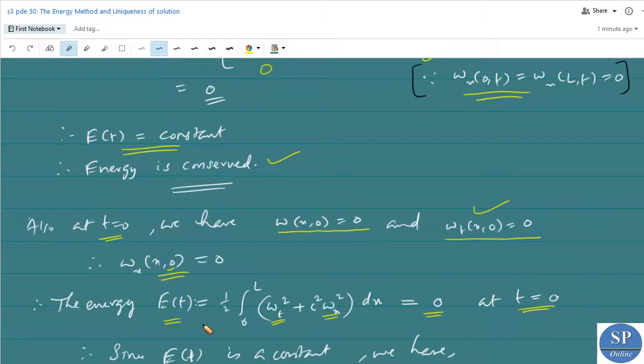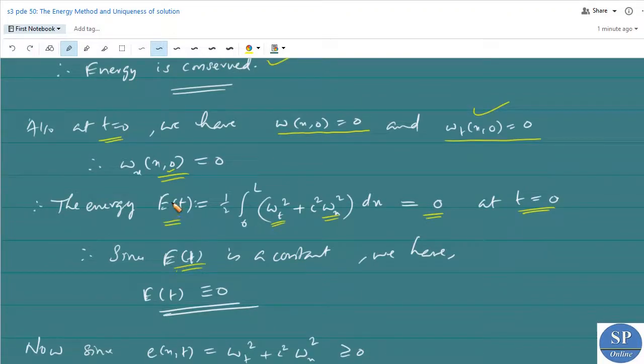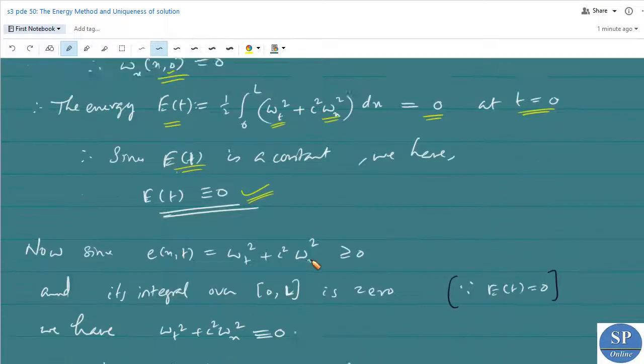So these two are zeros, equal to 0, since the integrand is 0 at the point t equals 0. Clear? Therefore, we already obtained that E(t) is a constant. Since E(t) is a constant and E(t) is 0 at t equals 0, we have E(t) identically equal to 0. Clear? So the energy is 0, right?